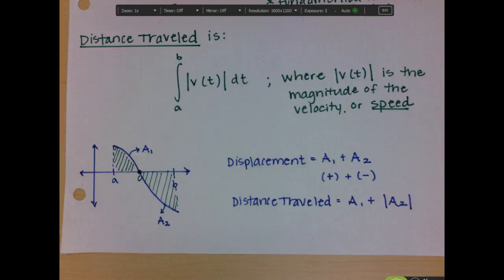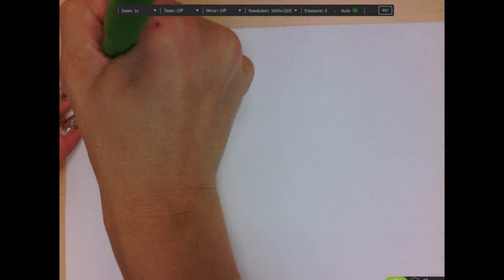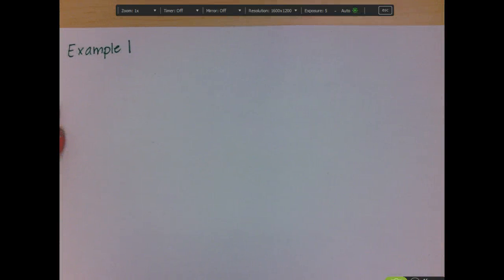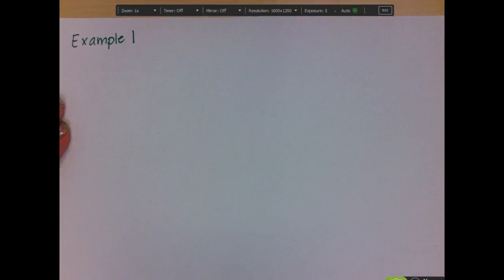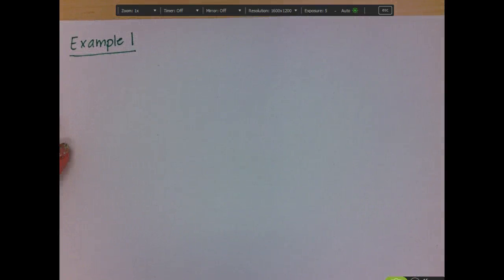All right, so from here, what I'd like to do is go through some examples. So my first example, sorry, my hand is in the way. I'll make sure to move it out of the way in time for you to be able to write.